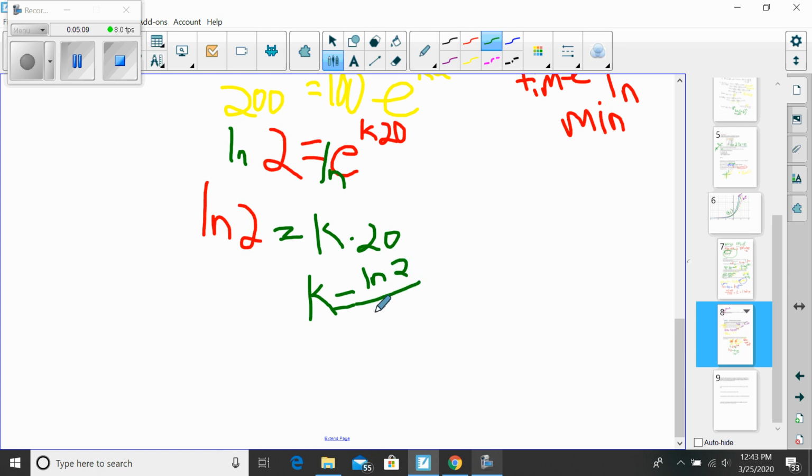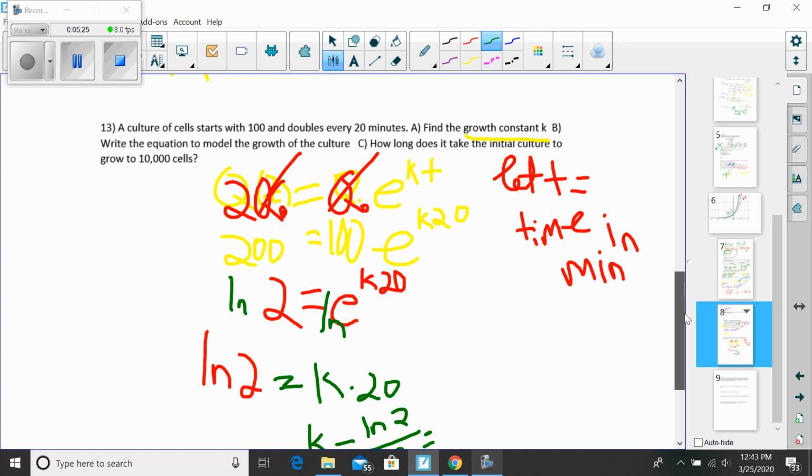And it's better to take K out to a whole bunch of decimal places. Don't round it off to like the tenth. I'm going to suggest that you go out at least about 4 or 5 decimal places.